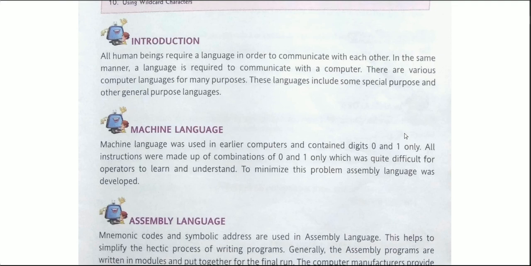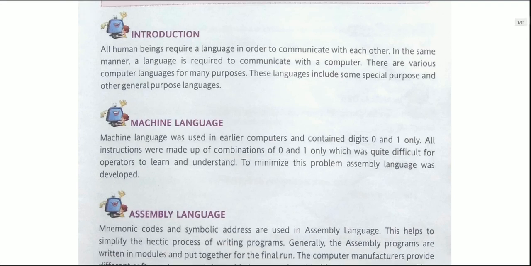So to minimize this problem, assembly languages were developed. The first kind of language that we have studied is machine language, and it understands only zeros and ones. That means it understands binary languages, and the programmers were facing several difficulties writing such combinations of zeros and ones, and that is why assembly languages were developed. Now let us learn about assembly languages.